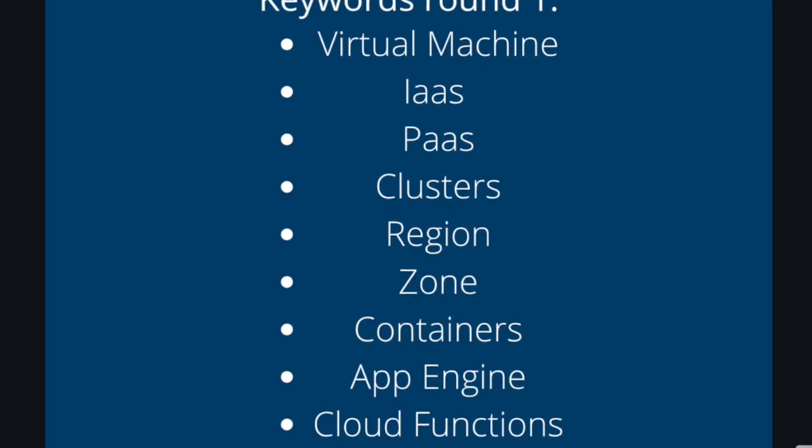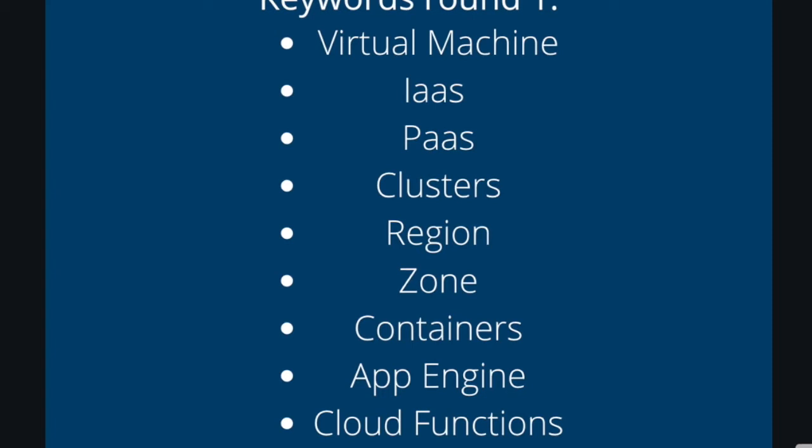Containers are lightweight virtual machines. They isolate each process that's running on that container from all the other containers. We'll have a look at these too. App Engine and Cloud Functions are PaaS. They are platforms as a service, and you'll be able to have a look at these specifically on the Google Cloud Console. Let's move on.